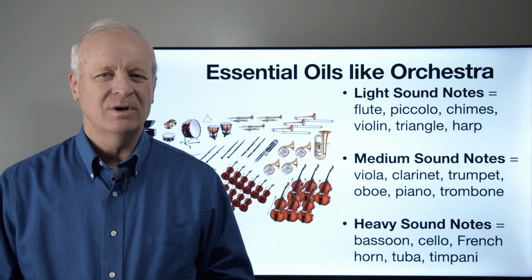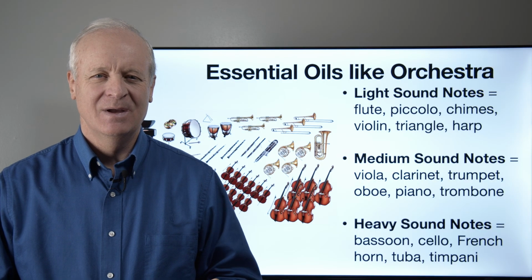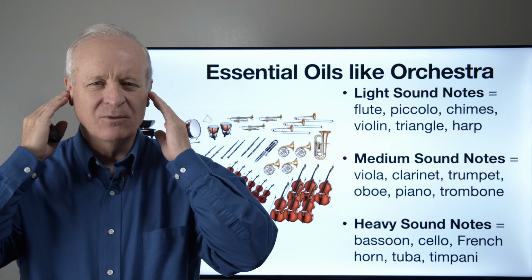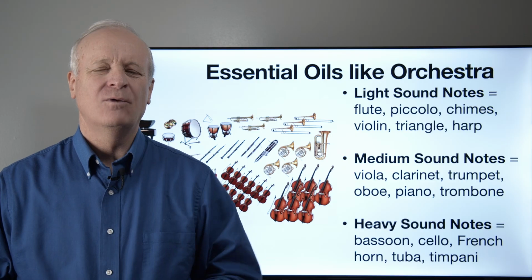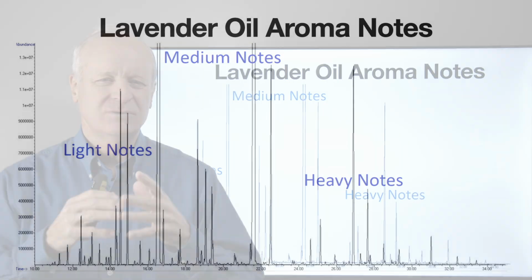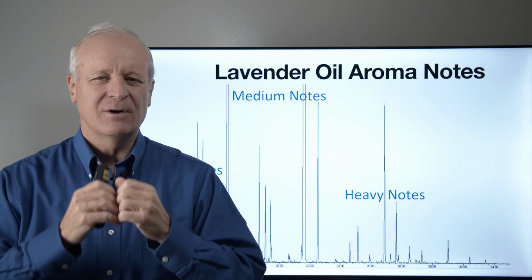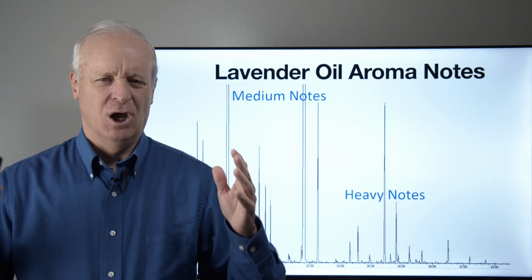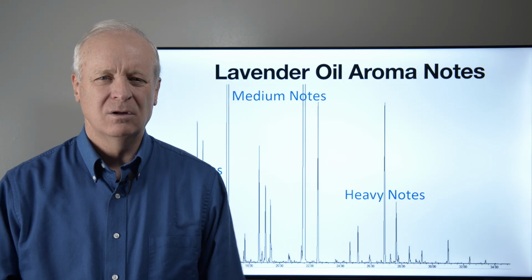Well, essential oils are exactly the same. Instead of making music for the ears, they are music for the nose. So let's look at an example of lavender essential oil notes. So we have them separated into light, medium, and heavy notes. And the light notes move very quickly. The medium notes also move quickly, and they're very floral in content. And then the heavy notes don't move far at all.